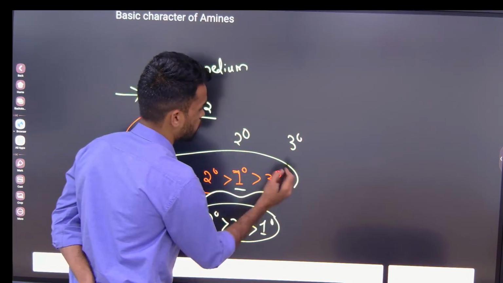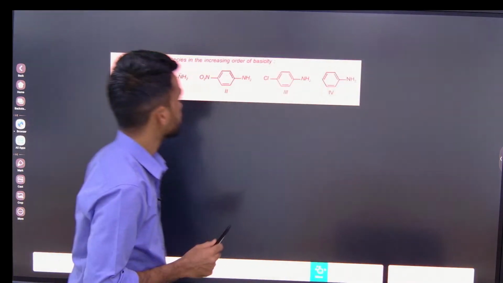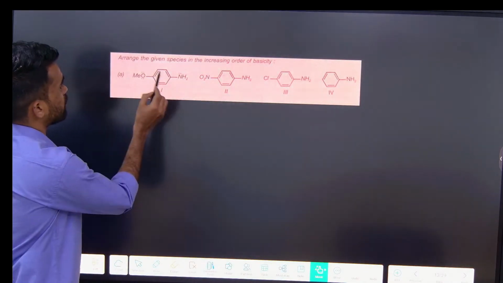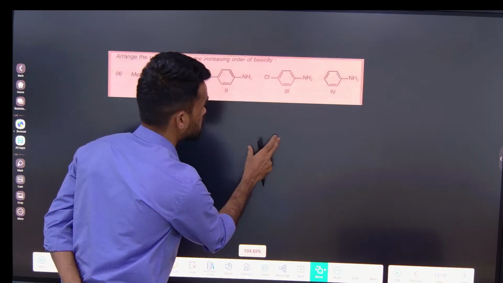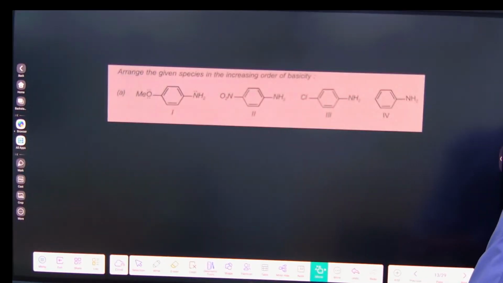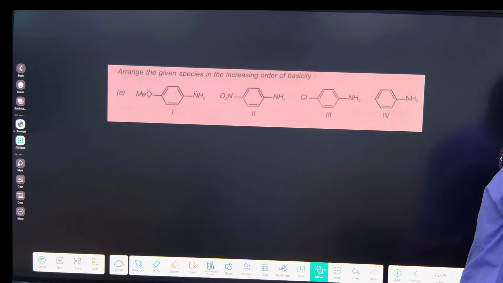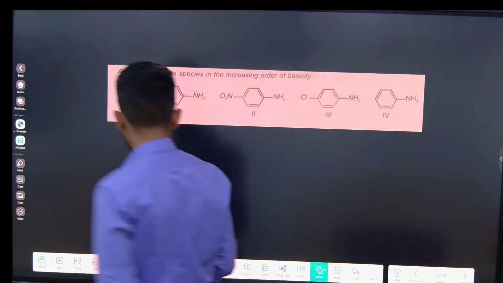Then I explained aromatic amines and their basic nature. Based on that, look at this question. The question says arrange the given species in the increasing order of their basicity. Can you try this question based on your understanding from the last class? If you haven't watched, anyway I will explain here. Just try from your side, and if you are unable to answer, I will give you a clear explanation.